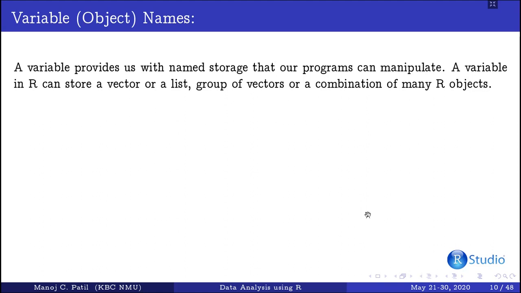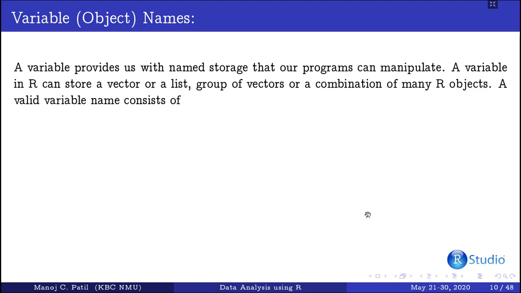Okay, so we are using x, y, z only. These are the variables. You can call them objects of R. A variable provides us the name storage that our programs can manipulate. A variable in R can store a vector, a list, a group of vectors, or a combination of many R objects.